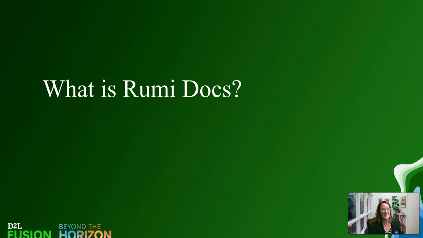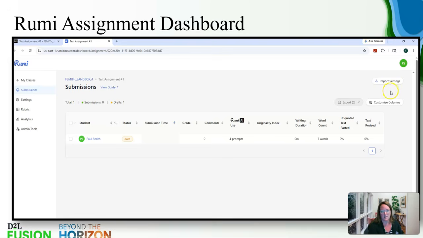So, what is Rumi Docs? Rumi Docs is a collaborative workspace that gives insight into writing and is a process capture tool embedded directly into D2L Brightspace. It doesn't just evaluate final submissions, it captures how writing develops over time. So instead of asking, is this original, we can ask, how did the student think or revise and build their work? In D2L, it's an external learning tool with an LTI integration, so it's very simple to set up and insert into any course. This is just an image of a Rumi assignment dashboard, which I will jump into and show again in just a minute.